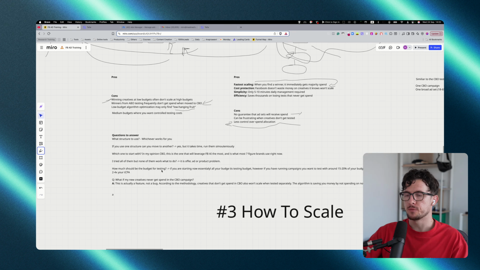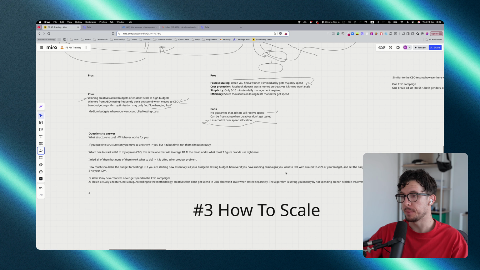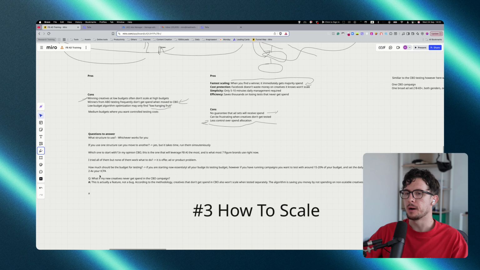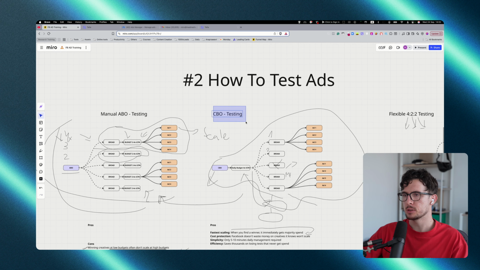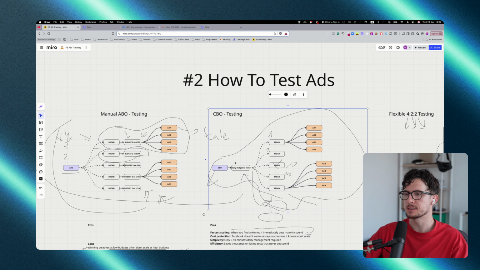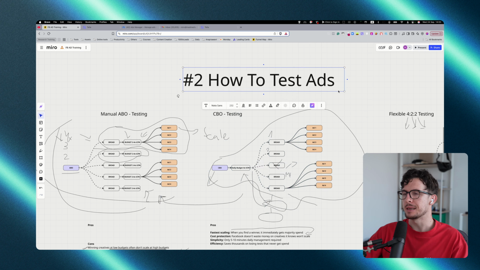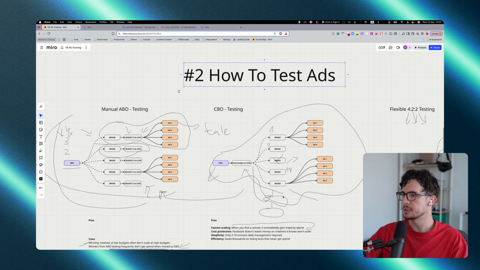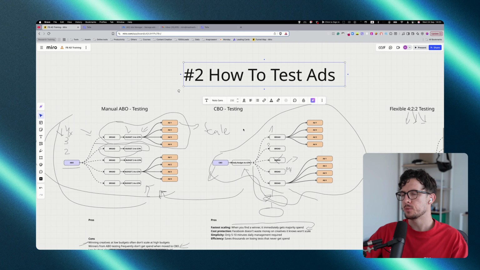How much should be the budget for testing? So if you're starting now, essentially all your budget is testing budget. However, if you have been running campaigns, you want to test with around 15 to 20% of your total budget and set the daily spend to about 2 to 4 times your target CPA. Now, if you're using this method and you're scaling these ads, your budget overall will be much, much higher. So you can start with 4 times the target CPA, but over time, you can grow this campaign to a few $1,000s daily. And you can just keep adding the new ad sets with the new concepts and the new ads in here. And Facebook will distribute budget.